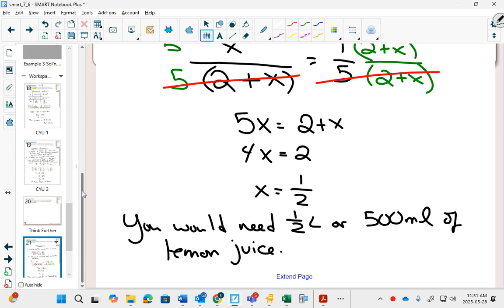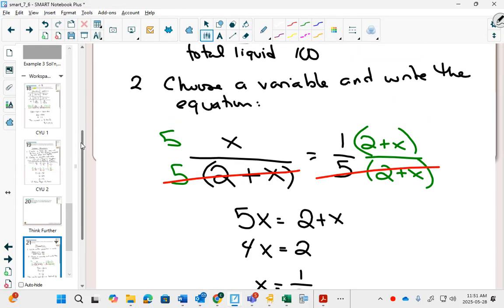But very easy to think, I just need to find 20% of 2. And if it's that easy, you're probably going to be making a mistake, because the total is changing. When you add something, your total changes. So then it doesn't just work out to be the same number.